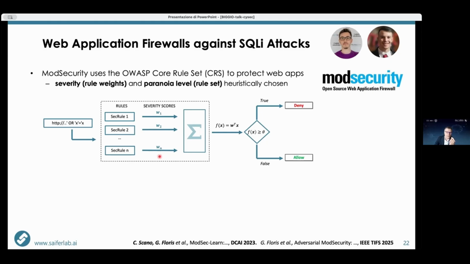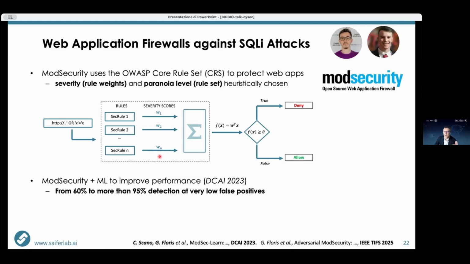So the first thing we did was to, instead of manually assigning the weights to the rules, optimize these weights by using a machine learning model trained on the traffic that you may have collected from some web service. And this already improves the performance by a lot. We went from 60% to more than 95% detection rate when the false positive rate is very low, meaning 0.1 or 0.01%.